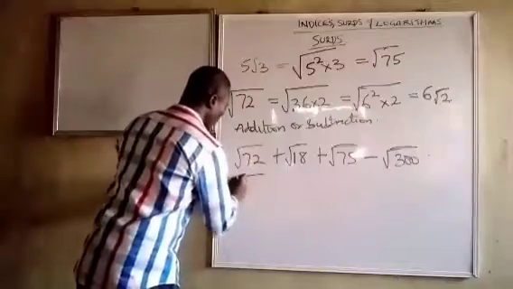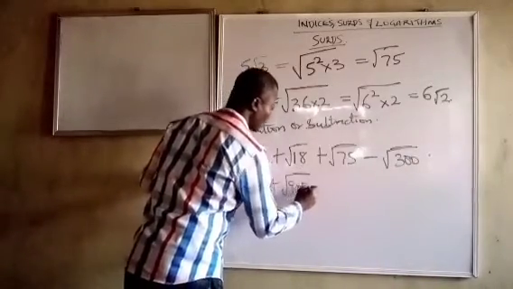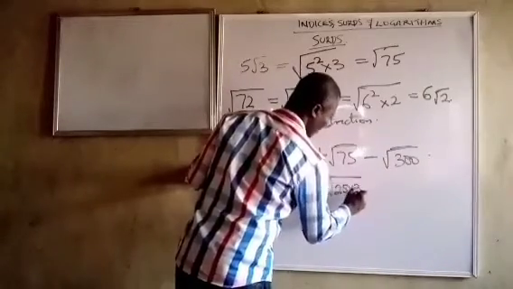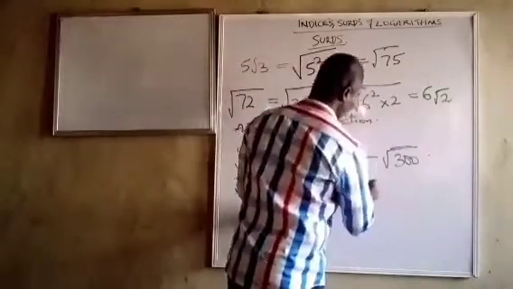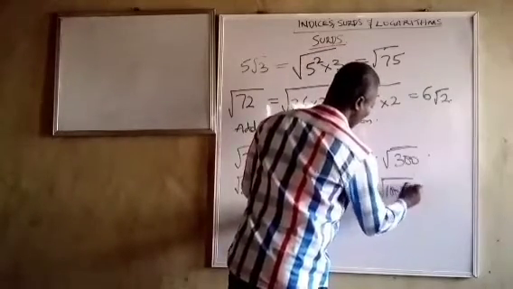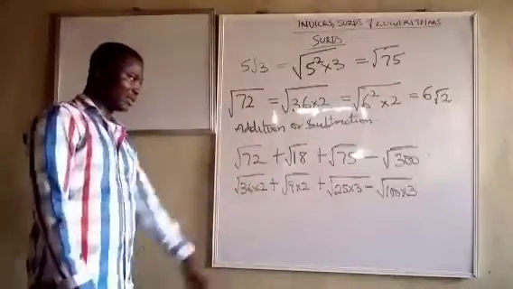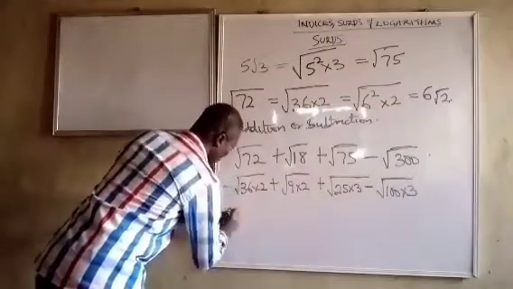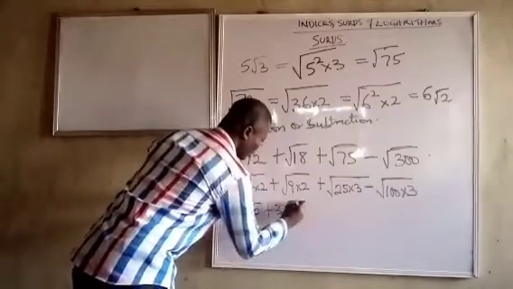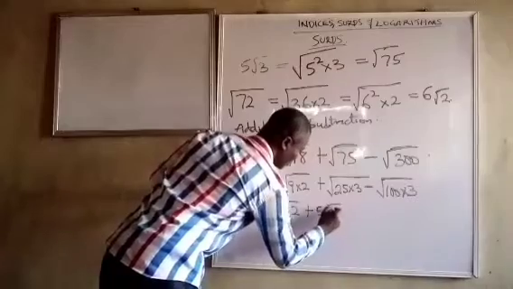We have this one to be root of 36 times 2 plus root of 9 times 2 plus root of 25 times 3 minus, let's see, this one is root of 100 times 3. So from this you learn about the addition and subtraction mainly. This one is going to give us 6 root 2 plus 3 root 2 plus 5 root 3.